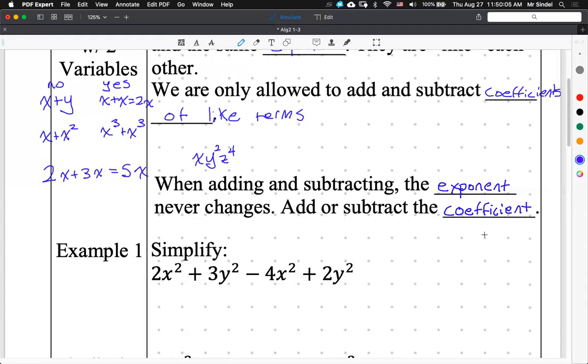Yeah, and this is a really common mistake to even make in Algebra 2 too, to accidentally add or subtract the exponent. For example, if I have x squared plus x squared, some people accidentally say this is x to the power of 4. No, don't do that. The exponent stays the same. I should get 2x to the power of 2.